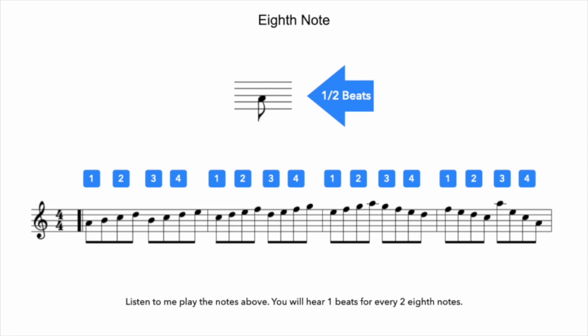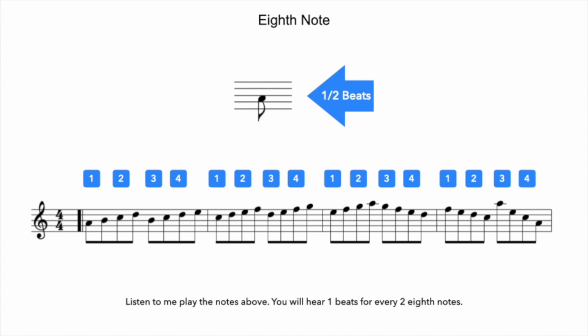Its value is an eighth of a whole note, a quarter of a half note, and half of a quarter note. For every eighth note, there is half of a beat. So there are 2 eighth notes for every beat. Listen to me play these notes and count along with me to help understand.